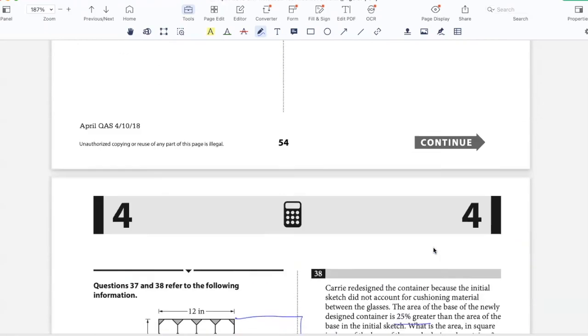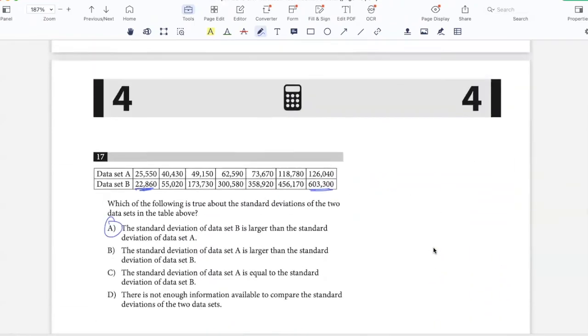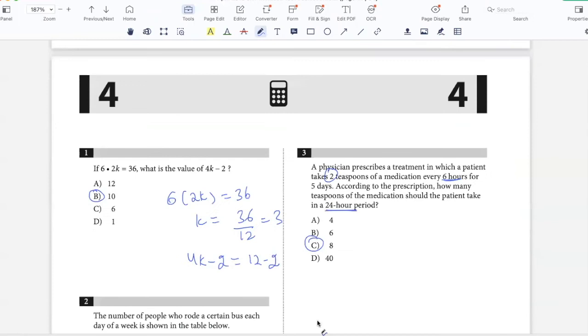So that was the calculator section. Let's grade it. Question 1.